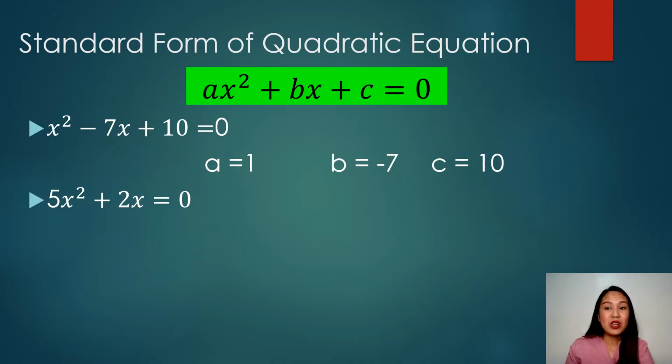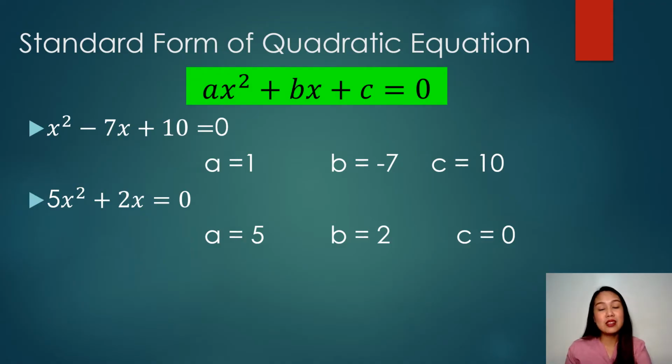Of course, we are missing one term here, but that's okay for as long as you are not missing the quadratic term, which is ax squared. So we'll have a is equal to 5, b is equal to 2, and c is equal to 0. Since we are missing the constant term, your c value will be equal to 0.